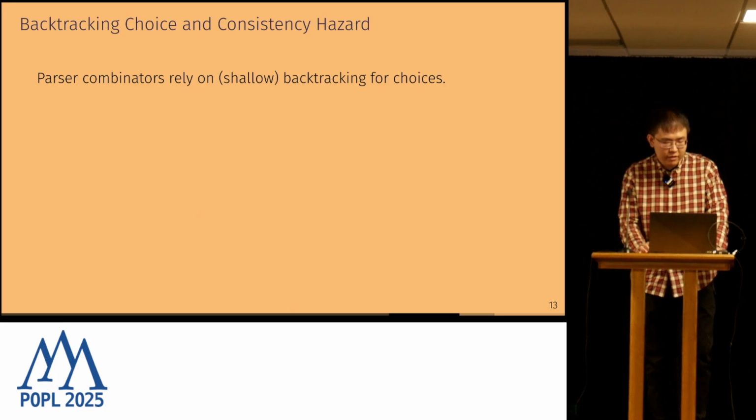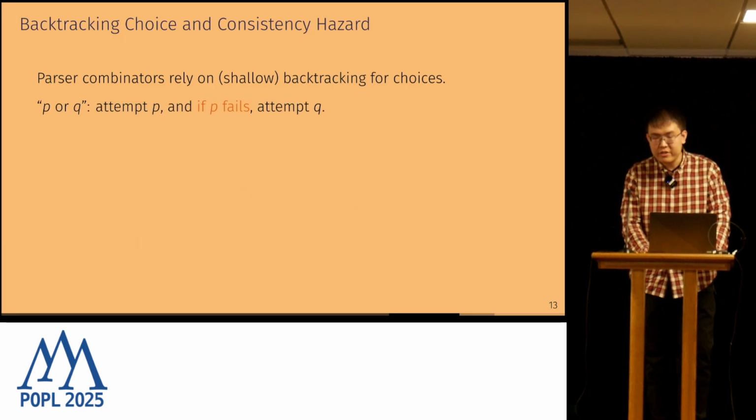The second thing is what I mentioned just now, the choices. For a parser framework, we need backtracking choices. But in a bidirectional parsing context, there are some consistency hazards happening in the choice combinators. Because parser combinators rely on shallow backtracking for choices, which means if you have a P or Q structure, first P is attempted, but only if P fails, we fall back on Q.